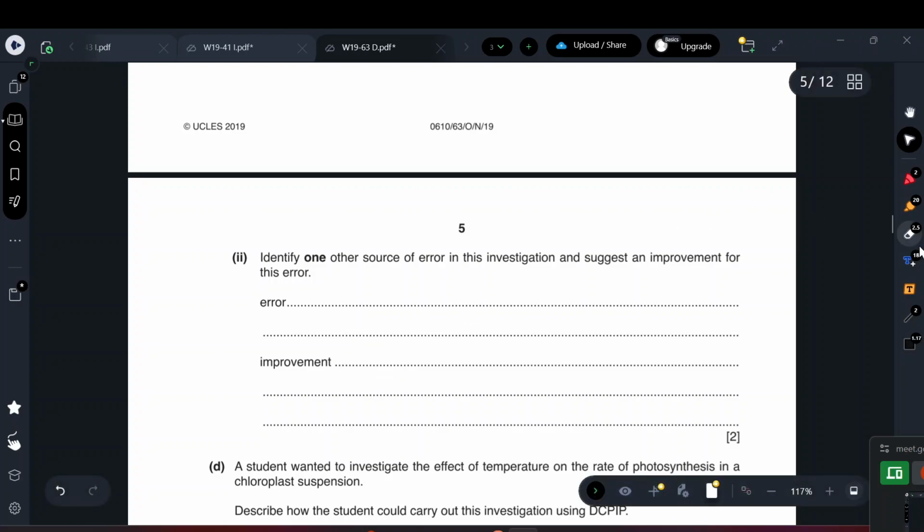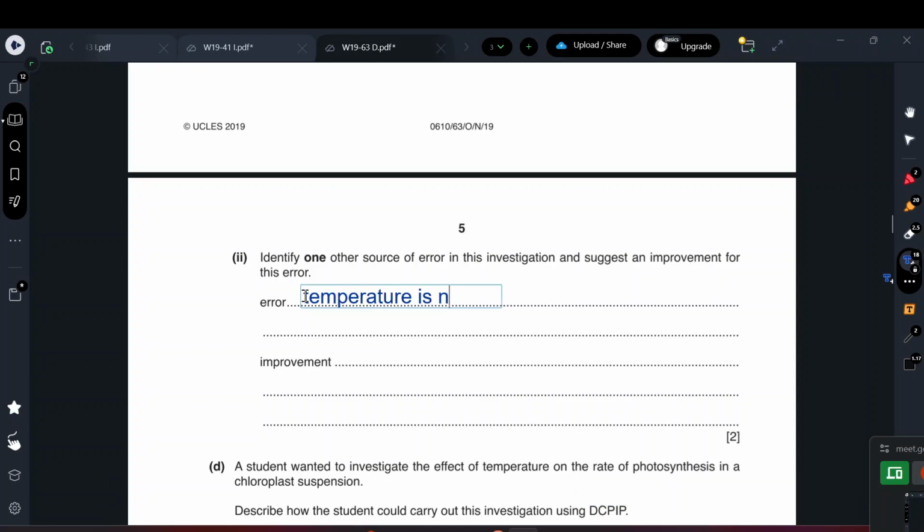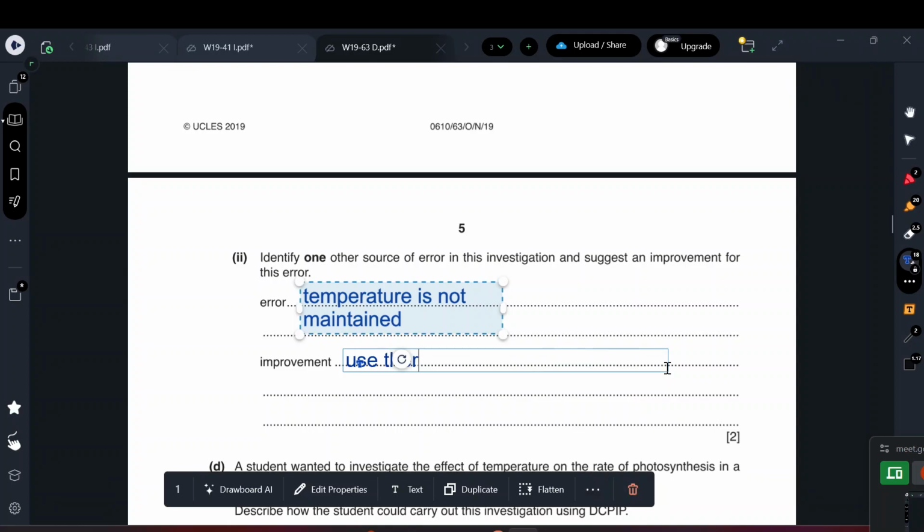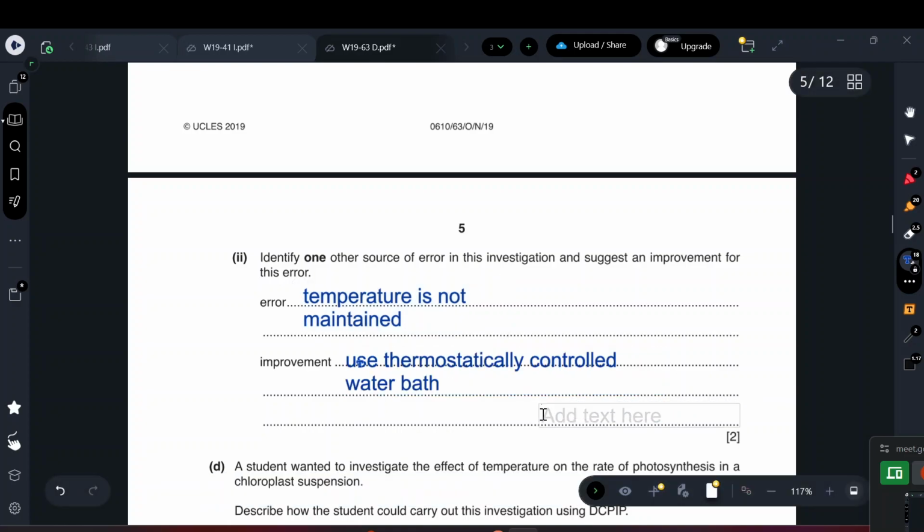Temperature is not maintained. As we said, the temperature will change to the room temperature. How do we improve it? We use a thermostatically controlled water bath.